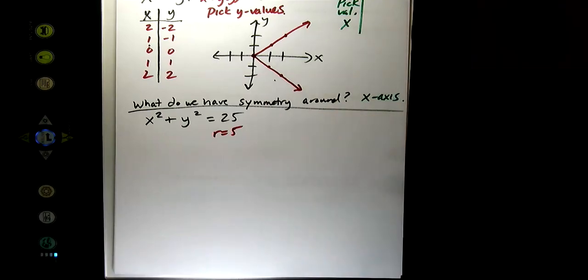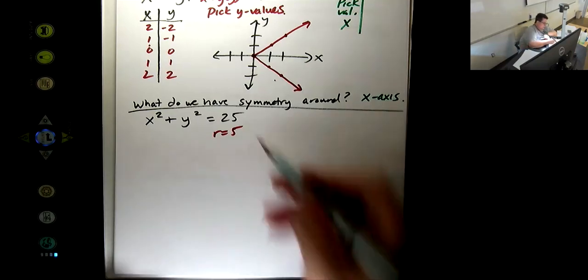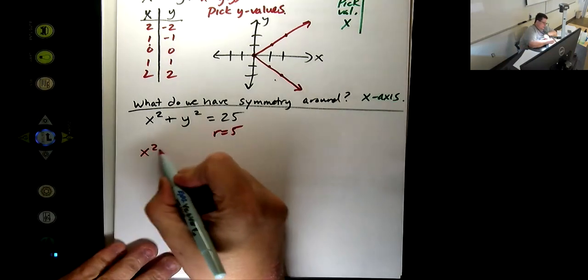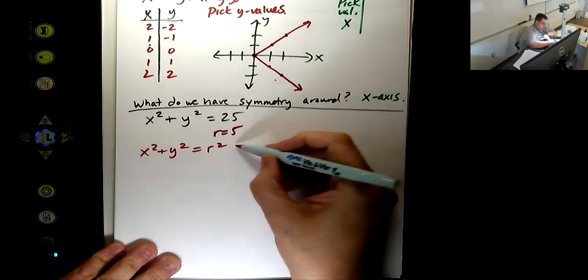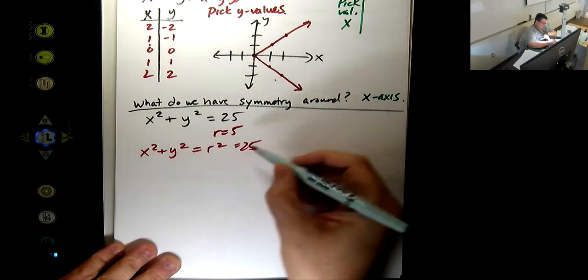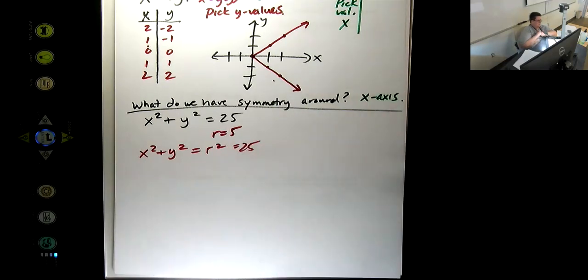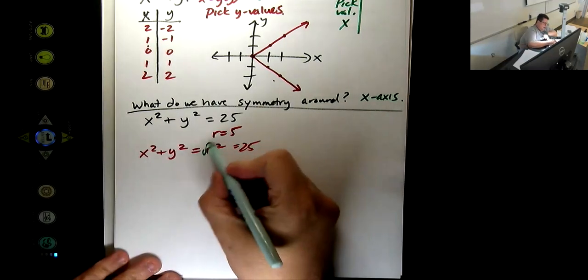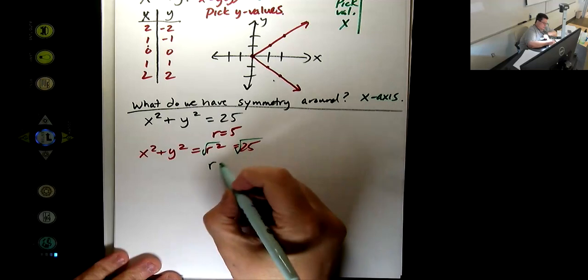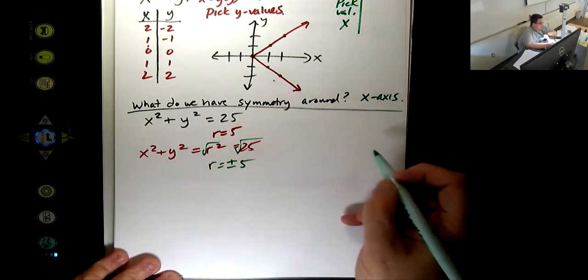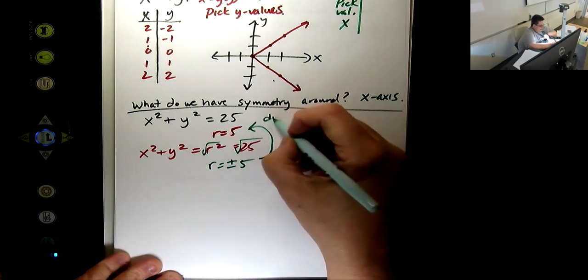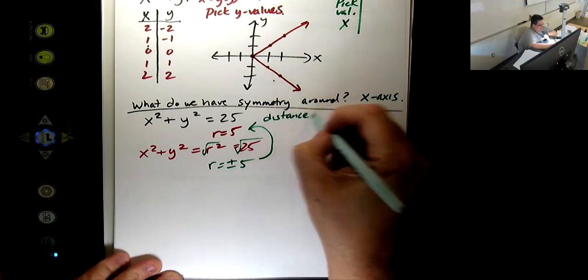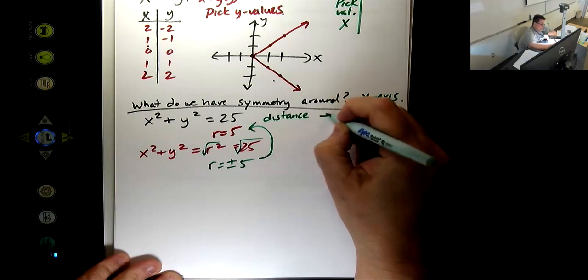Because you take the square root. The general form of the circle is x squared plus y squared equals r squared. So we're saying r squared is 25 here, and we learned to take the square root. You get r equals plus or minus 5 when we take the square root. But we are talking about a distance, and distances are non-negative. So we only get r equals 5.